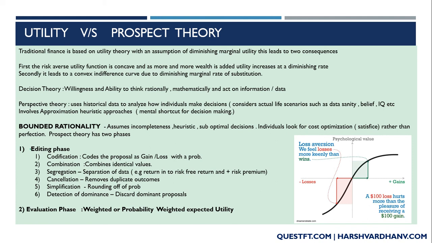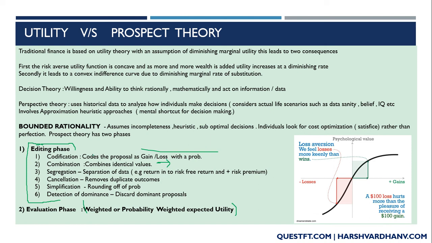Okay, so prospect theory has two phases. One is the editing phase. These are six steps in which you understand what is happening, and then you do an evaluation of your situation. You can remember this: codification, combination, segregation, cancellation, simplification, and detection. Codification is basically identifying whether this investment will be a profit or a loss. If there are multiple ideas or investment theories which are pointing to the same thing, you combine them.